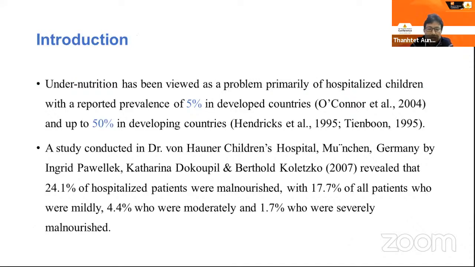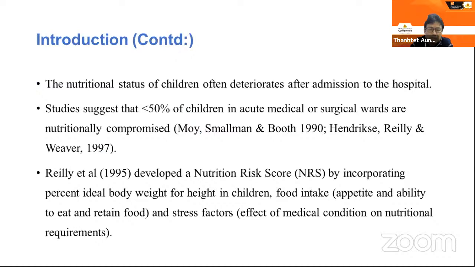Introduction. Undernutrition is a problem in hospitalized children, with a prevalence of 5% in developed countries and 50% in developing countries. A study conducted in Germany stated 24.1% of hospitalized children were malnourished. Among them, 70% were mildly, 4.4% were moderately, and 1.7% were severely malnourished. The nutritional status of children often deteriorates after admission to hospital. A study suggests less than 50% of children with acute medical and surgical illness were nutritionally compromised.